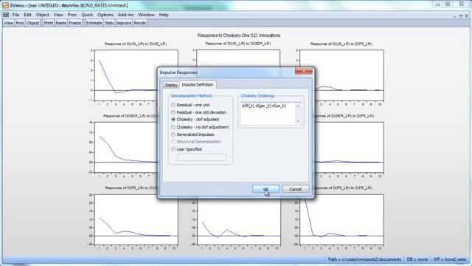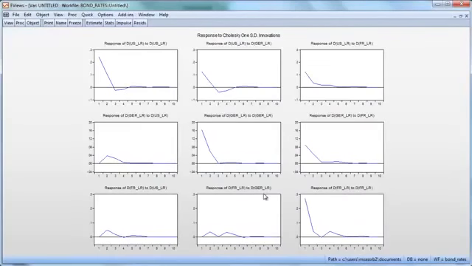Once we click OK, we can see that we get quite some change. Firstly, let's see what we have imposed with this Cholesky decomposition. We still have in the first row the US equation, second row Germany equation, third row France equation, first column responses to US shocks, second column responses to Germany shocks, and third column responses to French shocks.